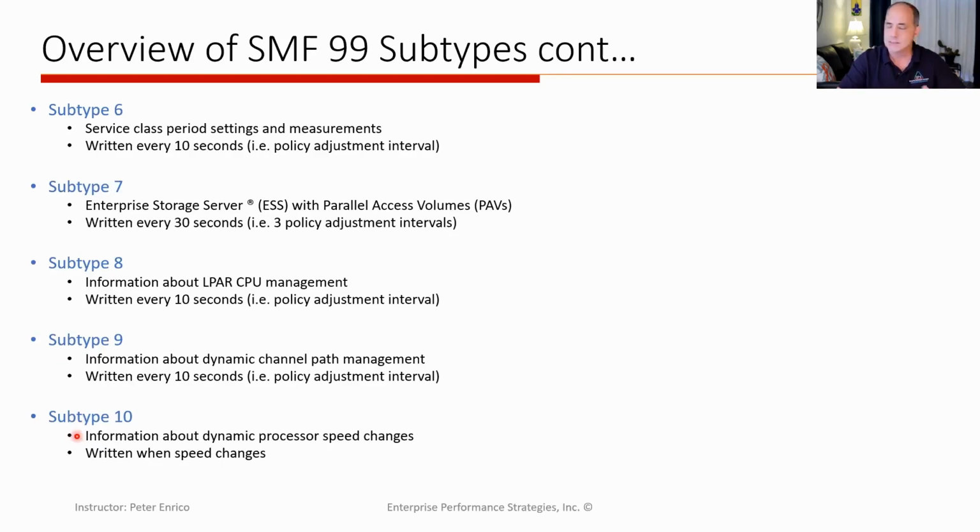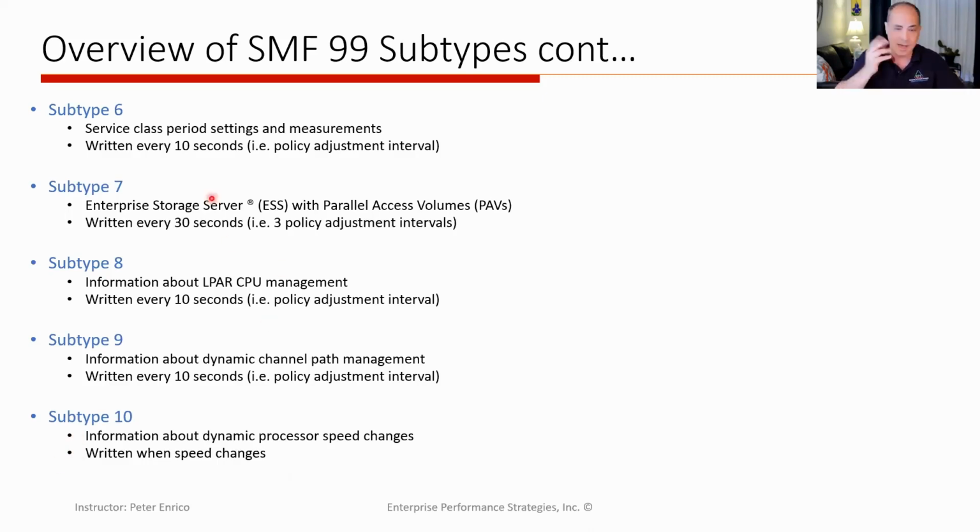Subtype 6 is the best record. I would say at a minimum, always cut the subtype 6. This is going to give us our service class period settings every 10 seconds. So this is what's going to tell us what the performance index is, the CPU dispatch and priority, the CPU consumption, storage controls every 10 seconds, so we can see how WLM is managing a particular service class period.